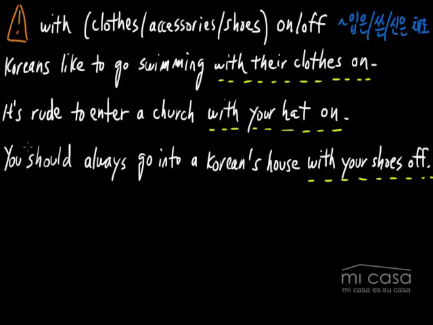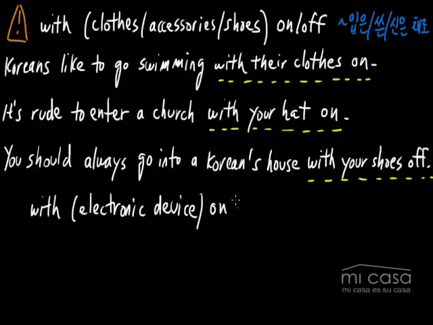The last thing that's kind of similar is when you're using it with an electronic device, like a phone, a TV, a radio, something like that, we usually say with an electronic device on or off. Alright? And in Korean, what does this mean? 뭐뭐뭐, 뭐뭐뭐 킨, or 뭐뭐뭐 끈 채로. Alright? So this is actually the most common way to say this. So let's look at an example.